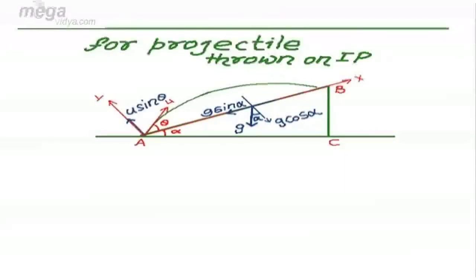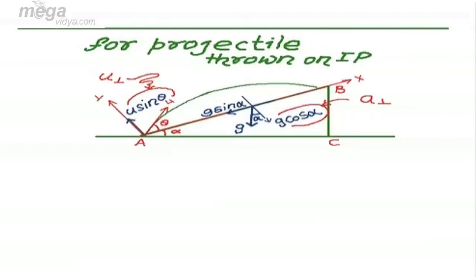Now here we can see that g cos alpha can be taken as a perpendicular here, and no doubt u sine theta can be taken as u perpendicular. I think you may have got it. U sine theta is u perpendicular here, and g cos alpha is the acceleration perpendicular to the x direction.